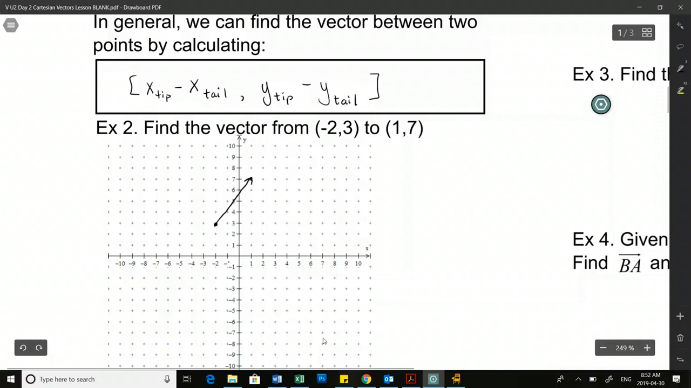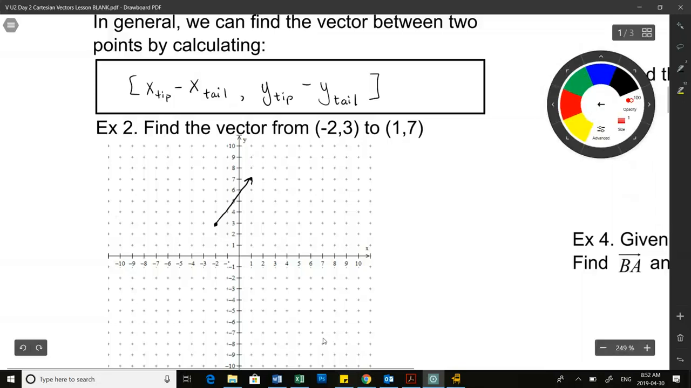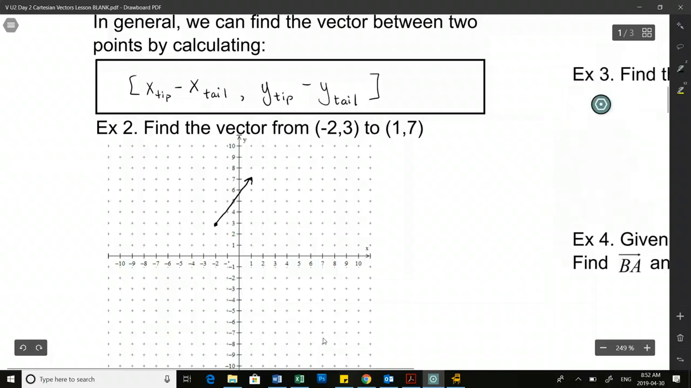Okay, but again, ideally, for these Cartesian vectors, we want to express them as if they start at 0, 0. So if I express it starting at 0, 0 and the tip ending somewhere else, it's going to be an equal and parallel vector. It's just a common vector notation that we use for Cartesian vectors. So our tip here is going to be x of the tip and y of the tip, and this is going to be x of the tail and y of the tail.